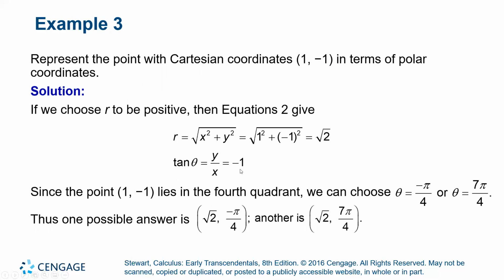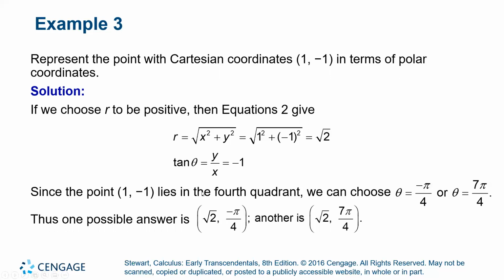Now, the point 1, negative 1 in Cartesian coordinates lies in the fourth quadrant, so we have to make sure that our final answer with r and theta also is in the fourth quadrant, because remember, we're trying to find the same exact point. So we need to know, when is tangent negative 1? Well, that can happen at negative pi over 4 or 7 pi over 4. Again, you can use your calculator to help you with this, or your knowledge of the unit circle.